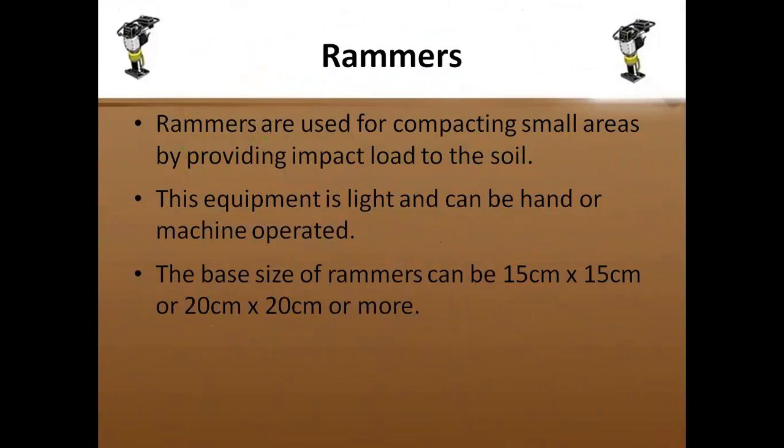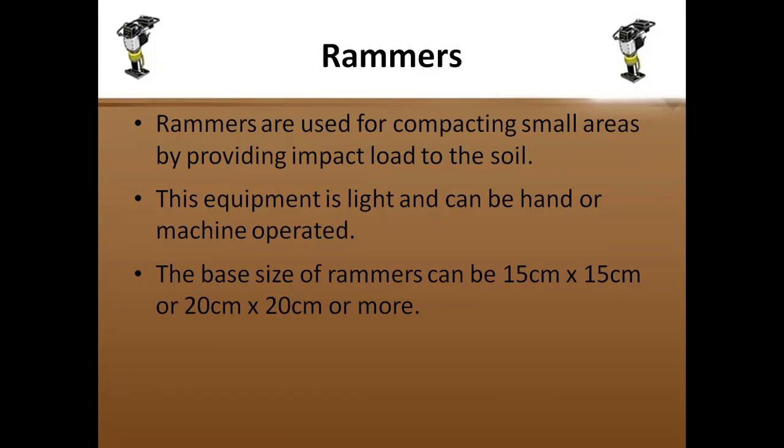Rammers. Rammers are used for compacting small areas by providing impact load to the soil. This equipment is light and can be hand or machine operated. The base size of rammers can be 15 by 15 centimeters, 20 by 20 centimeters or more.